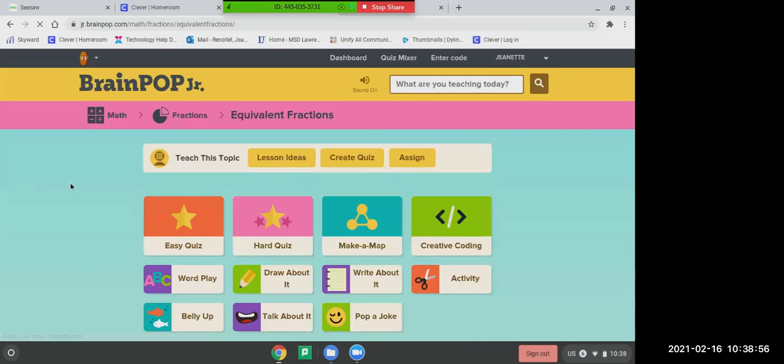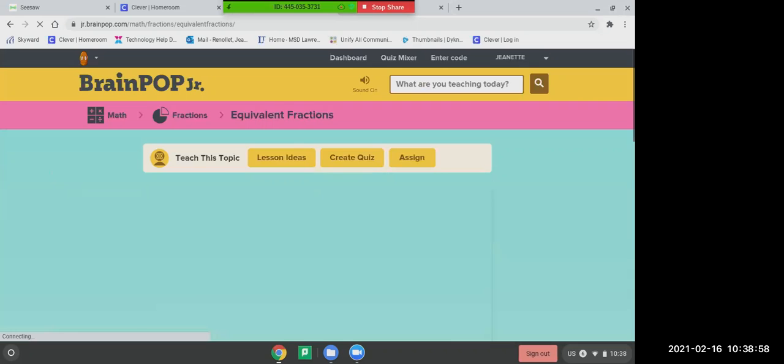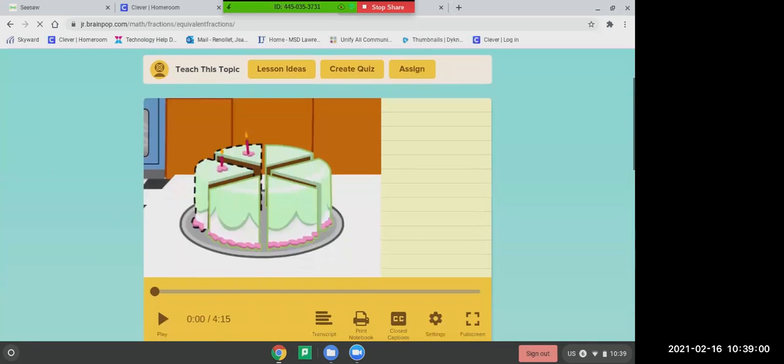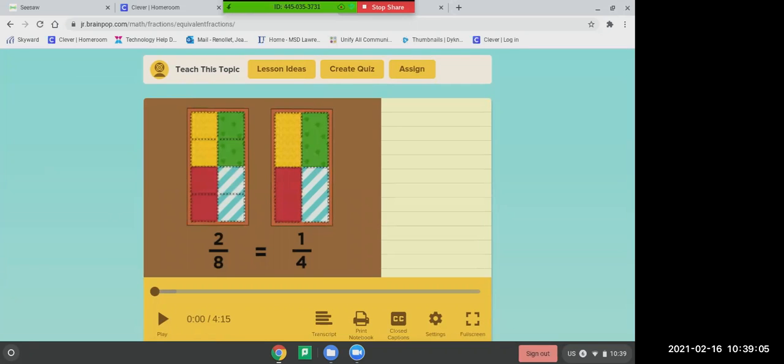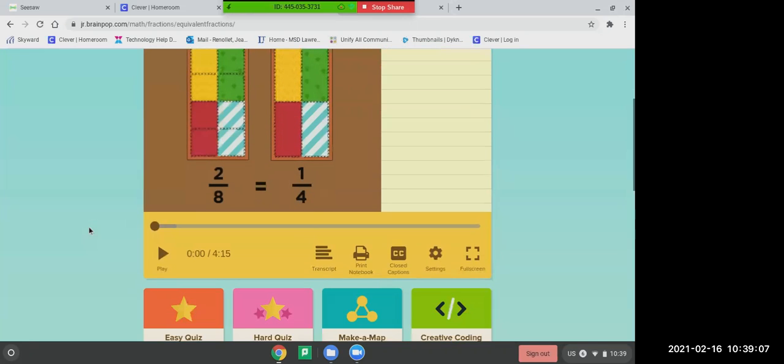All right, we're starting with our Brain Pop Junior video. We're going to show listening with our eyes, our ears, and our brain, thinking about how fractions can be equal or equivalent.